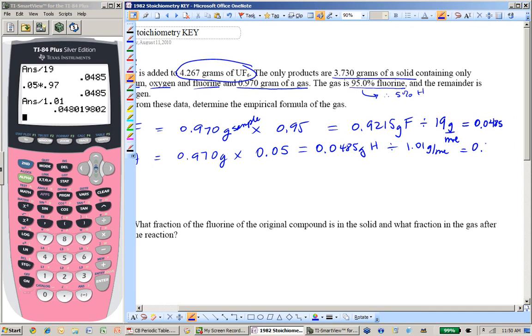Pen didn't want to work. Sorry about that. 0.0481. Nope, actually 0.